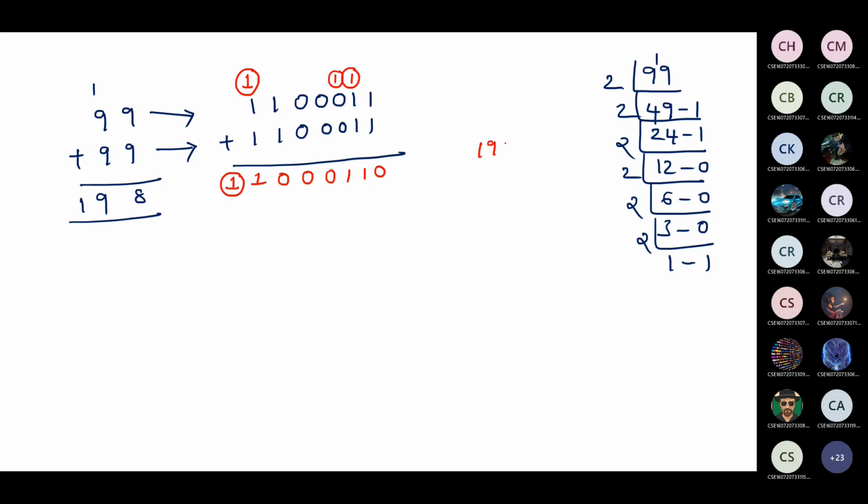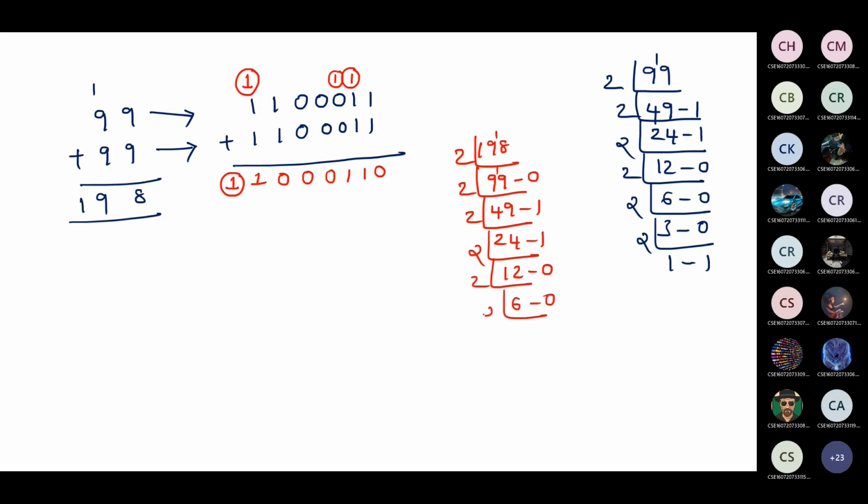Convert 198 into binary. 2 nines are 18, again 18. So remainder is 0. Remainder is 1. So our answer should be 1 1 0 0 0 1 1 0. Check both, right or wrong? Yes, right. As we are getting the same answer, this is the correct answer.